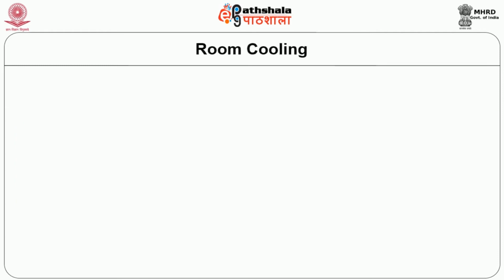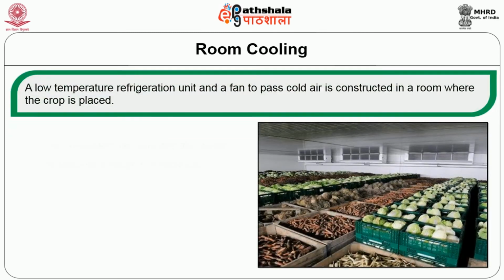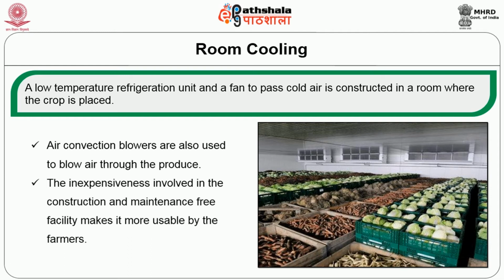Next comes the room cooling, where a low temperature refrigeration unit and a fan to pass this cold air throughout the constructed room where the crop is placed. Air convection blowers are also used to blow air through the produce. The inexpensiveness involved in this construction and maintenance-free facility makes it more usable by the farmers.